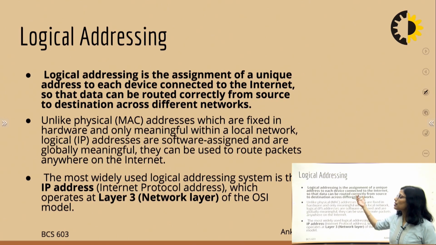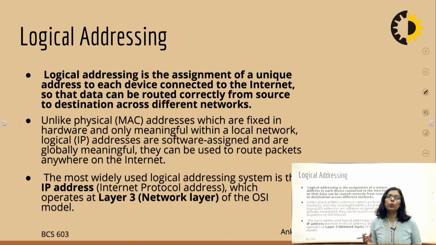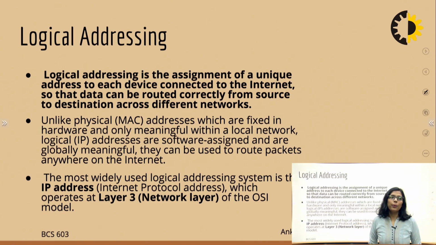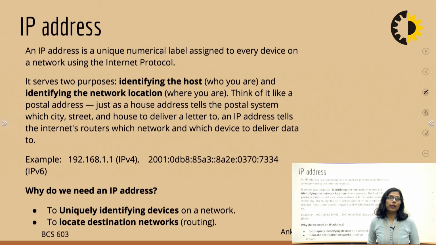So logical addressing is basically the assignment of a unique address to each of the devices connected to the internet. Whenever a device is connected to the internet, it should have a unique address which can uniquely identify it. When we talked about the data link layer, we were talking about physical addresses. Physical addressing works only in the local network. When we talk about global addresses, common throughout the internet, we use IP addresses. The most common, widely used logical address is the IP address, also known as Internet Protocol address, and it operates in the network layer, which is layer 3.